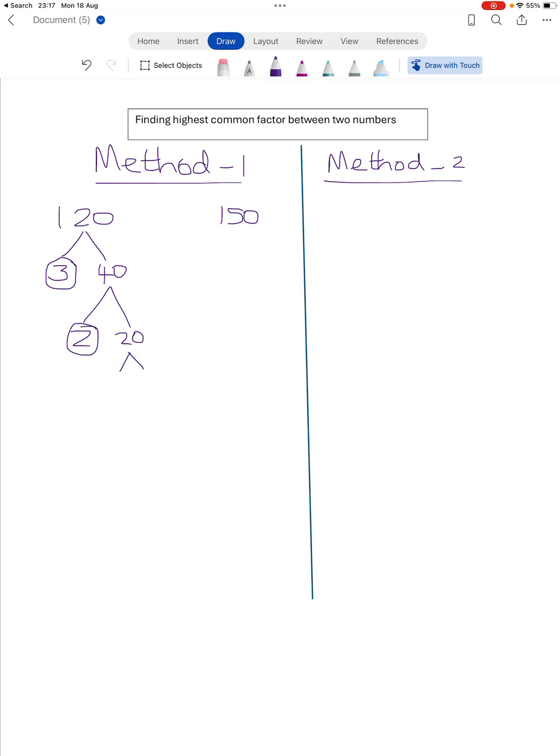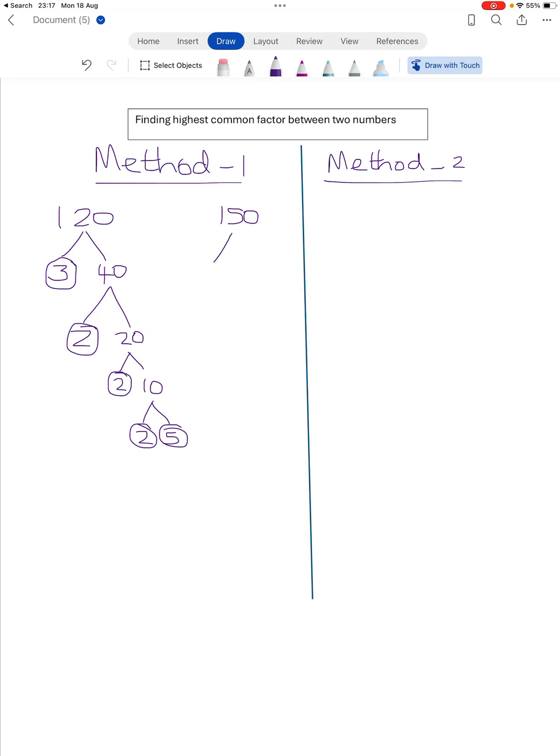20, I need to still split this further. So I'm going to do it as 2 times 10. 2 is the prime, I'm circling it. And 10, I'm going to split this further as 2 times 5. 2 is the prime, 5 is the prime, so I circle both of them.